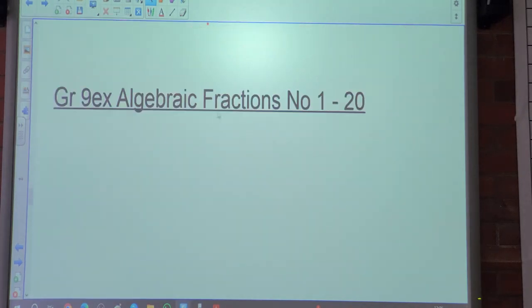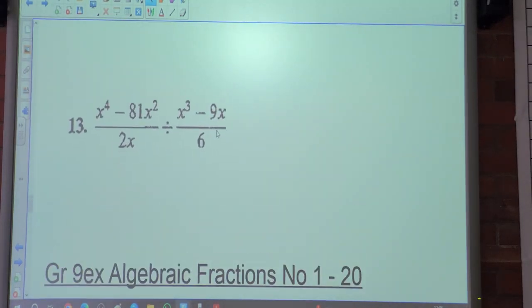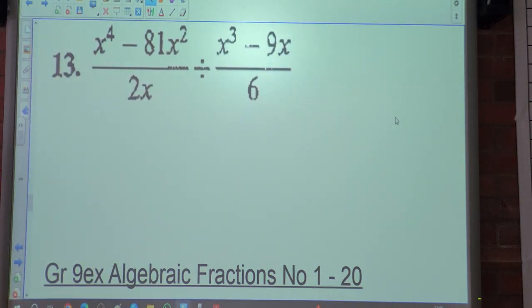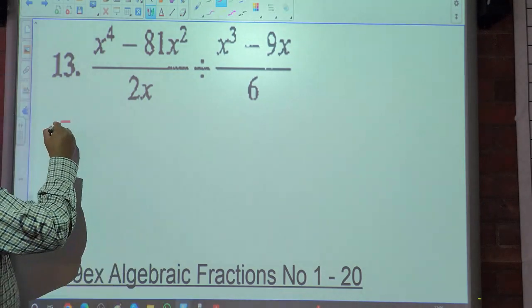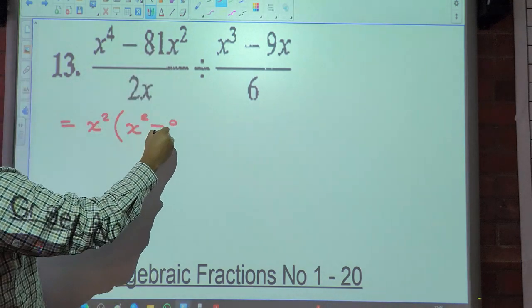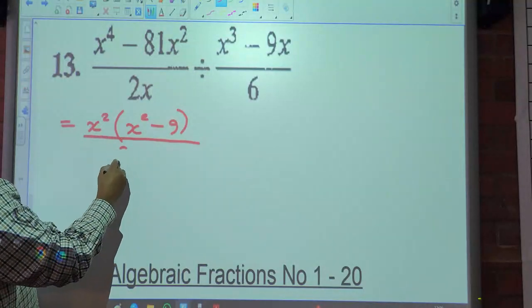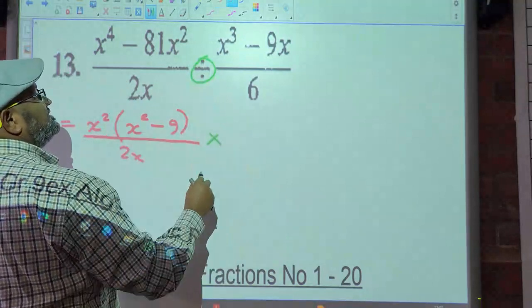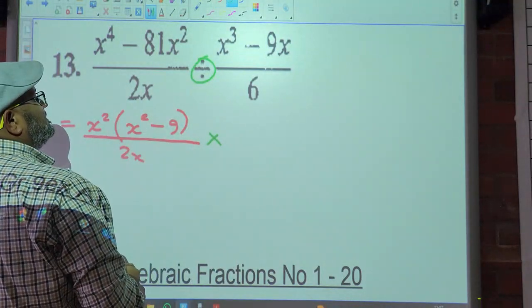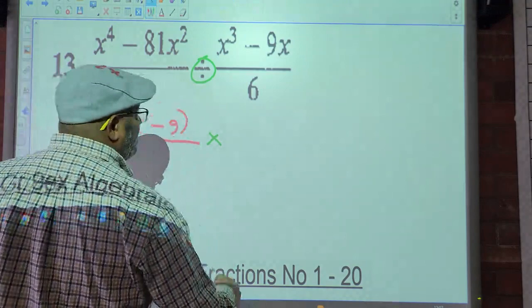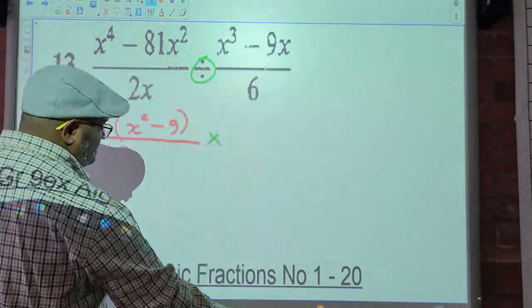Same thing happens over and over. We're just changing the numbers. People, let's look at number 30. What can happen here in the numerator? Common factor of x squared. What am I left with? x squared minus 9 over 2x. This will change to multiplication. Yes? Sorry? Minus 81. Absolutely. I'm already thinking how that will cancel.